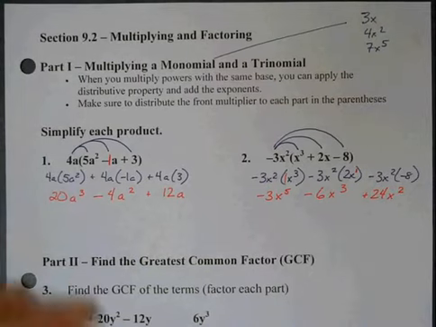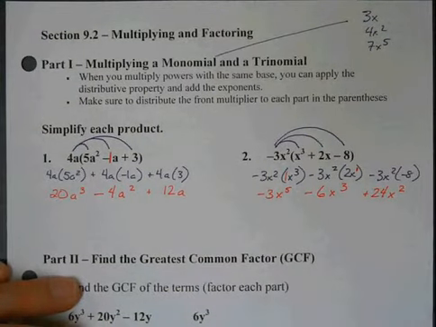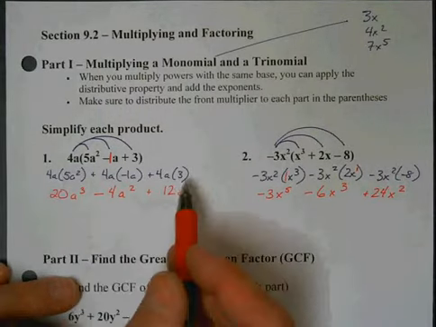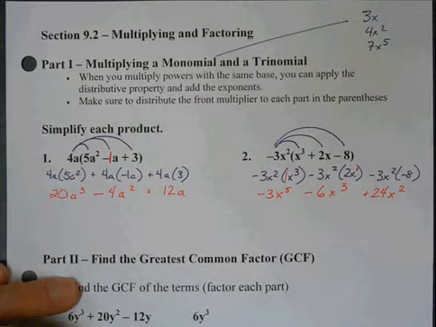So in both cases, we've written our answers in decreasing degree for our problem. So when you're distributing, make sure you multiply it out times each part, then pay attention to your positives and your negatives to get your answer. Let's move down and look at our part 2.